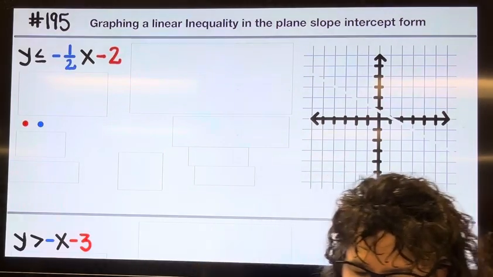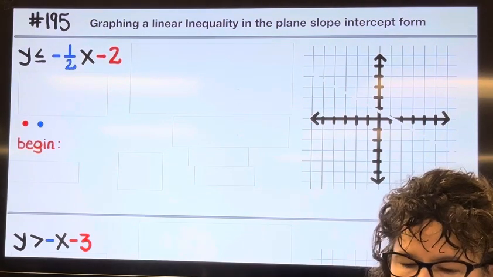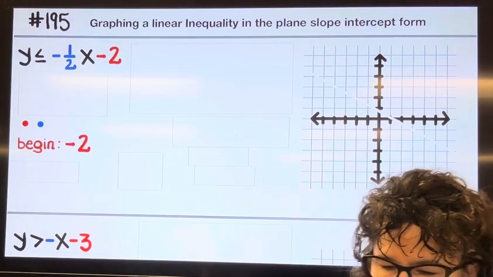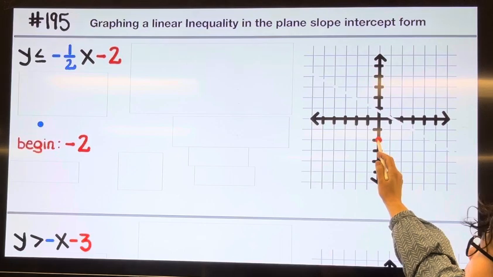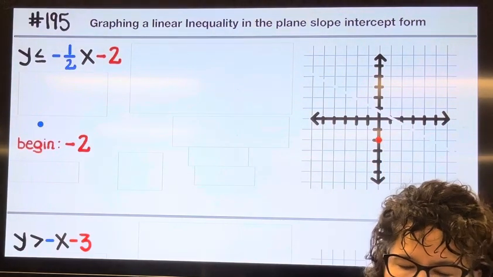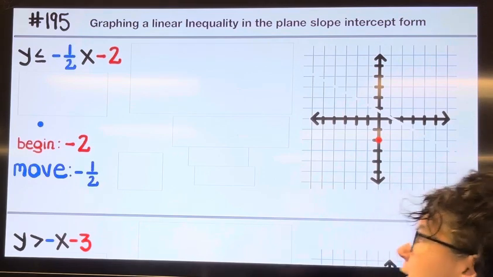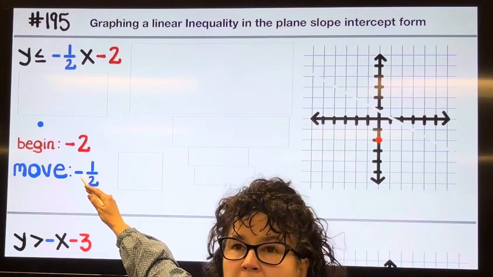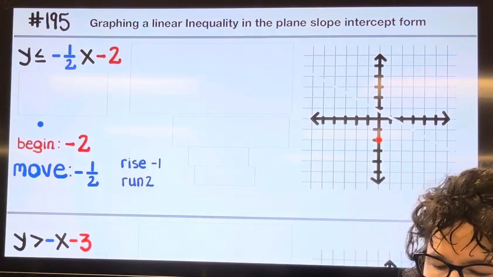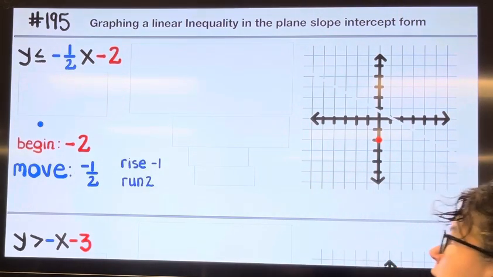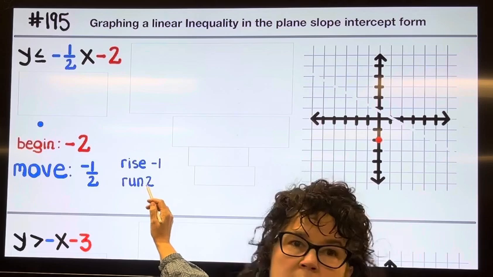I can use the fact that we're going to begin at -2 because that's my y-intercept. And so I'm going to put a point there at -2 on my y-axis. And then I'm going to move based on the slope. Now, when you have a slope that's negative like this, you either want to put the negative with the top or the bottom. It doesn't matter which one. I'm going to decide to go ahead and put the negative with the top. So I'm going to rise -1 and run +2.